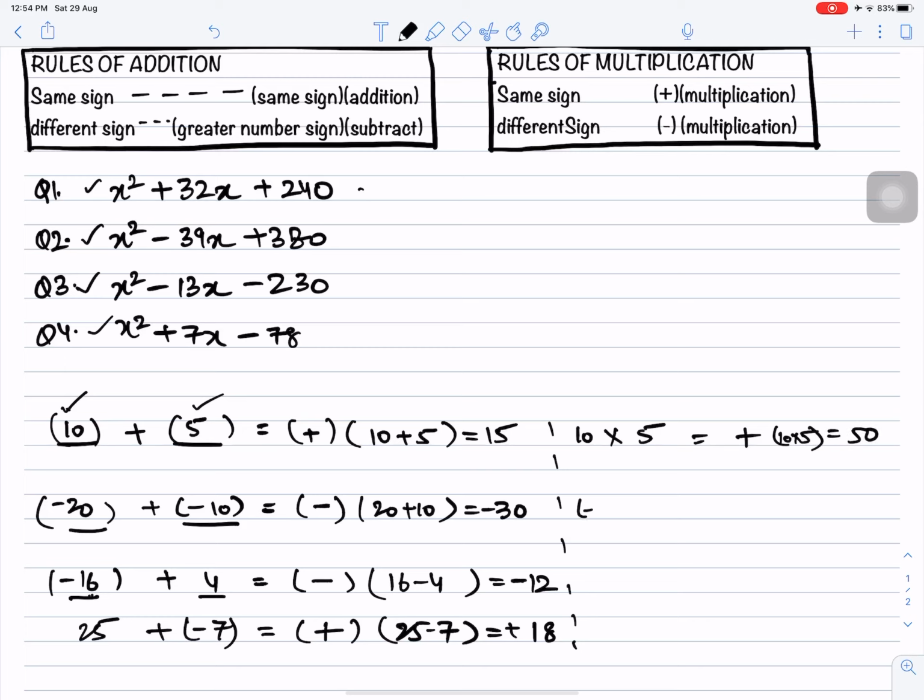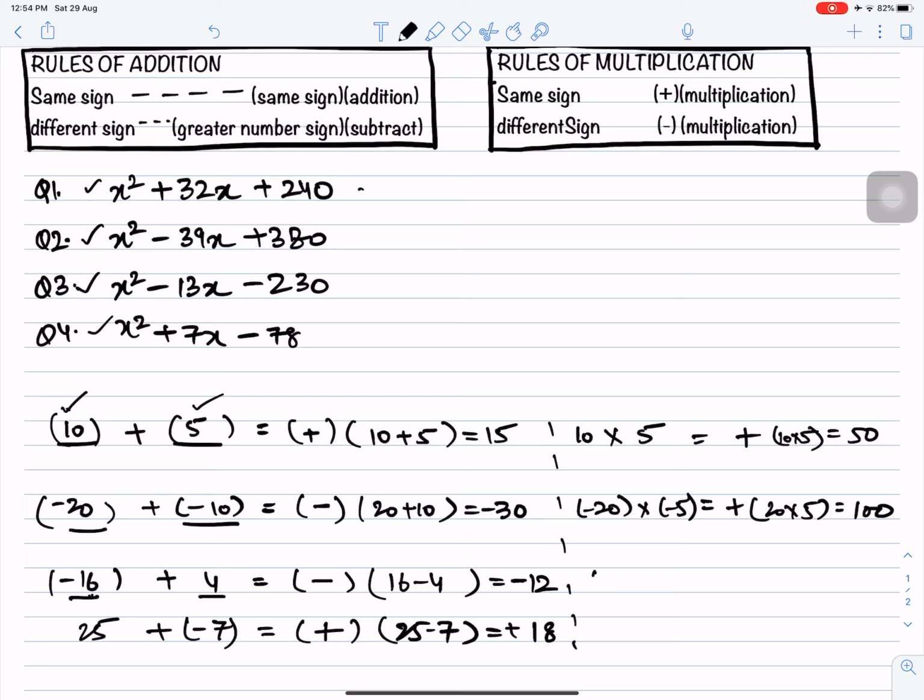I'm talking of the same sign. The same sign can also appear when both the numbers are negative integers. Then also they have the same sign, so we write the plus sign and multiply both the numbers. So my answer comes out to be 100. Now if I take different signs, one number should be a negative integer and the other number should be a positive integer.